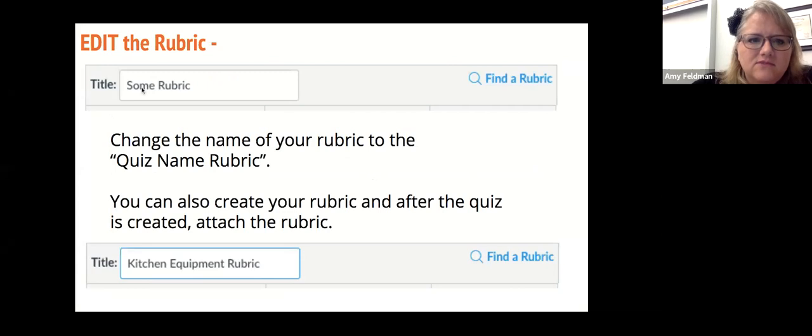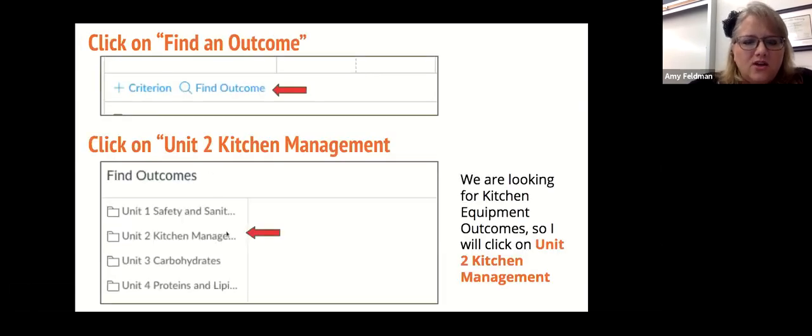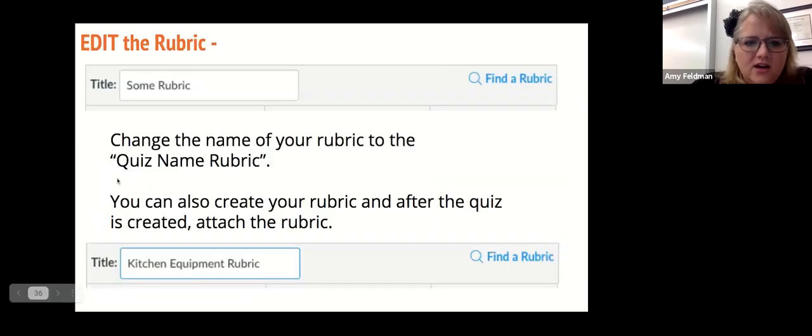Now, you need to title it. So I title it the name of the quiz. So I title it Kitchen Equipment Rubric. Or you could call it Kitchen Equipment Quiz Rubric or Kitchen Equipment Vocab Rubric, whatever you want to do. Now, you can create rubrics by going back to your main screen in Canvas and clicking on rubrics and make rubrics. You can actually click find a rubric, but I'm showing you how to create one right on your quiz, okay? Now, you're ready. If you look right here, you have the title and it's ready to go.